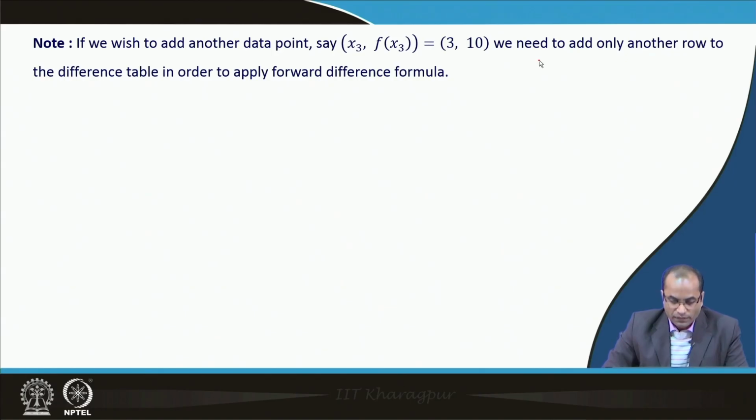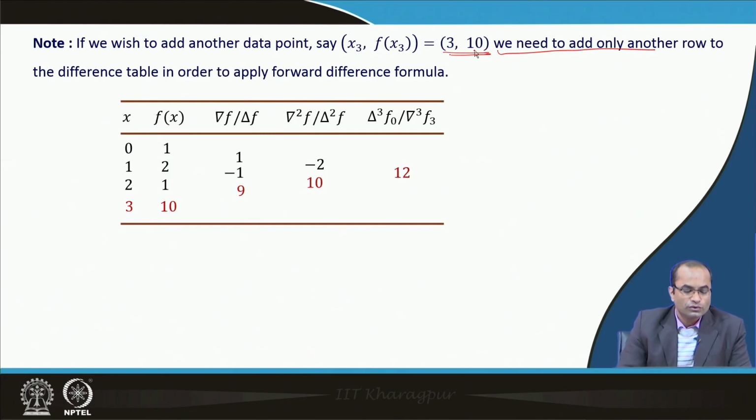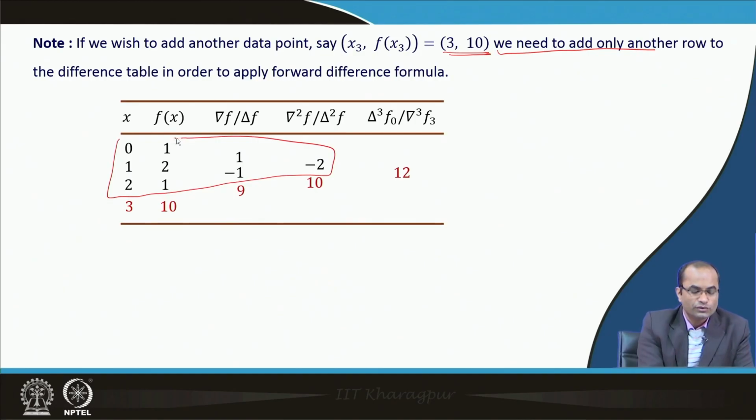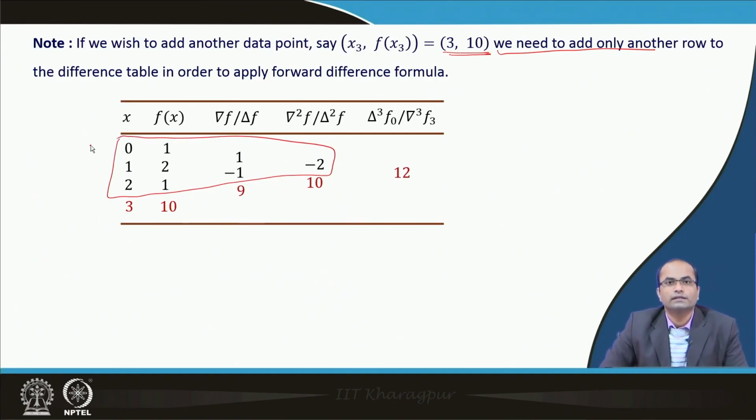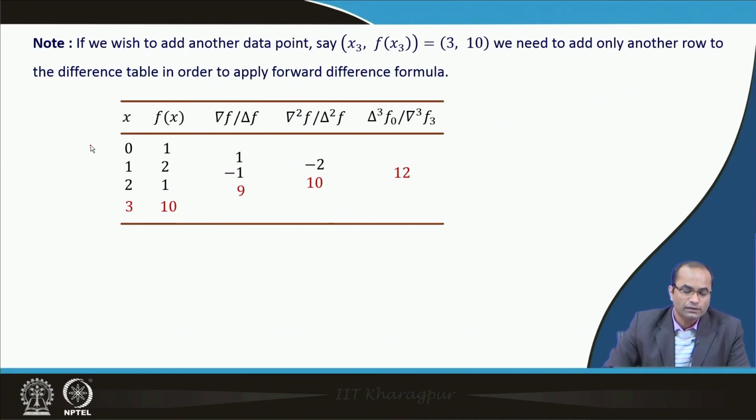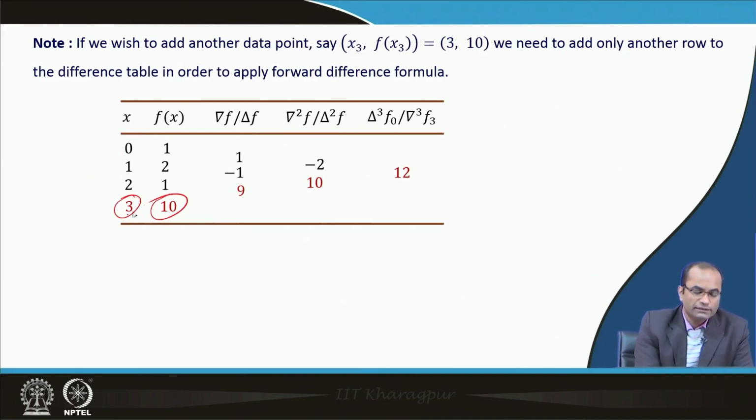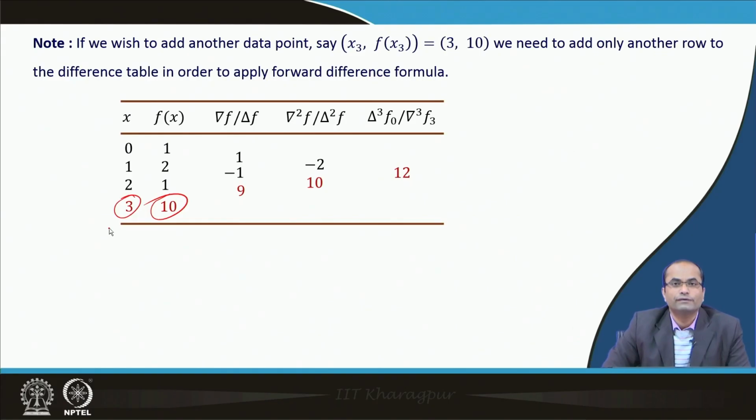So, we can fit a polynomial of degree 3 as well, and the beauty of this Newton's forward and backward formulation is that we do not have to do all the calculations, we do not have to repeat the whole table again, only we will add the last row in each column. So, this was already the difference table which we have used for constructing the second order polynomial, and now we have this additional data that at 3 the value of f is 10.